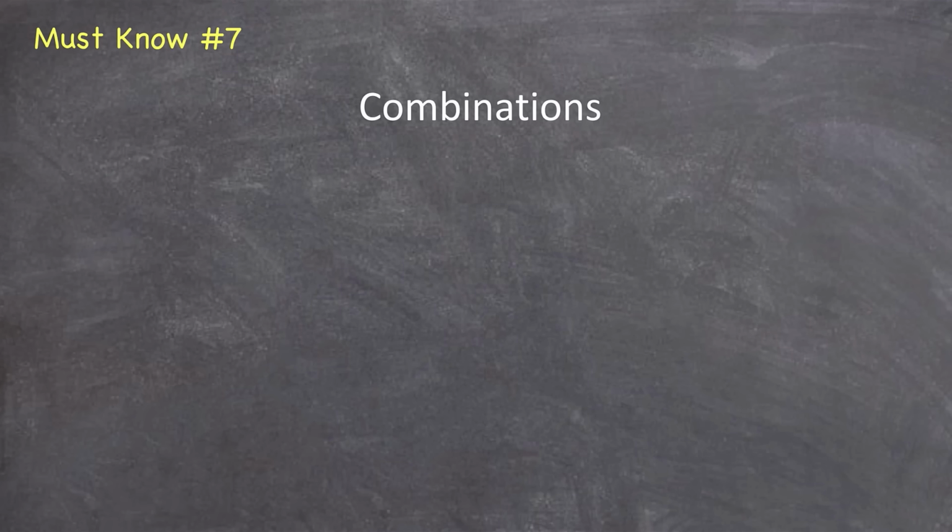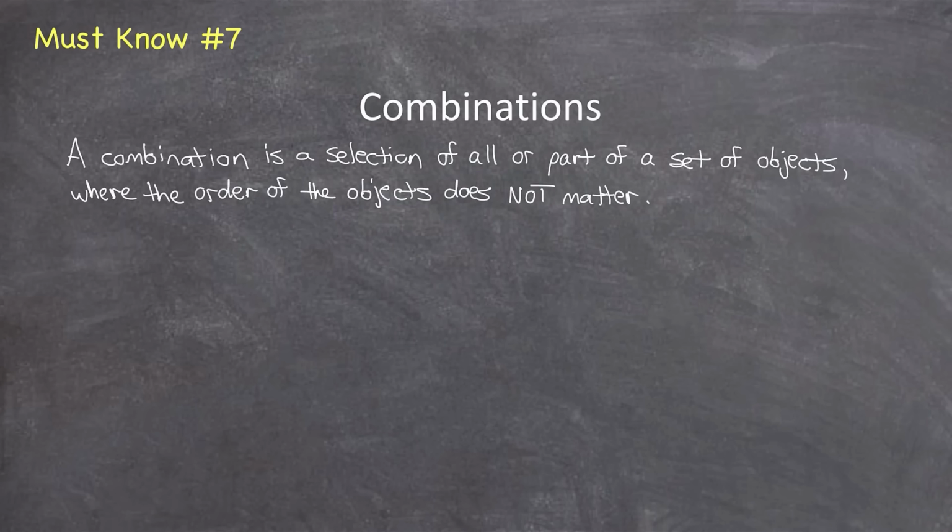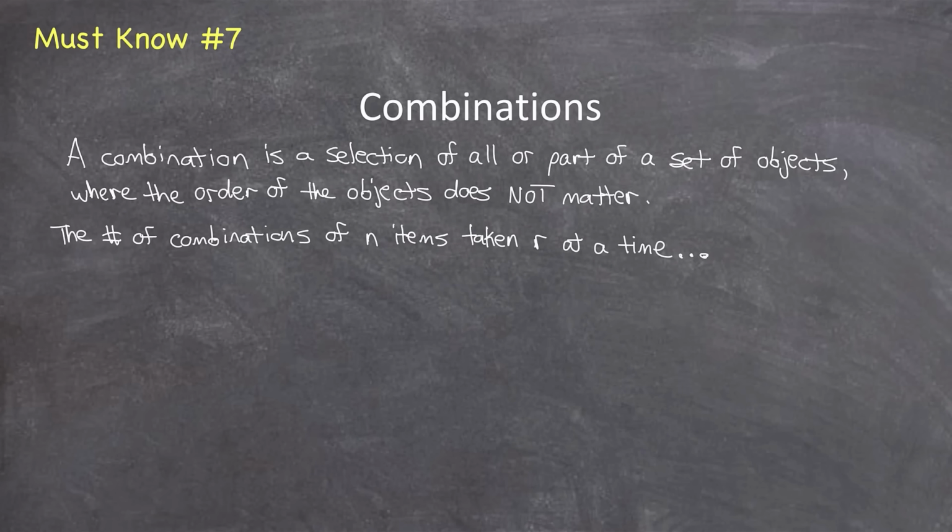Must know number 7, combinations. A combination is a selection of all or part of a set of objects where the order of the objects does not matter. And you can calculate the number of combinations of n items taken r at a time using this formula. We see the number of combinations of n items taken r at a time, which we can write like that, or we can write it like this.